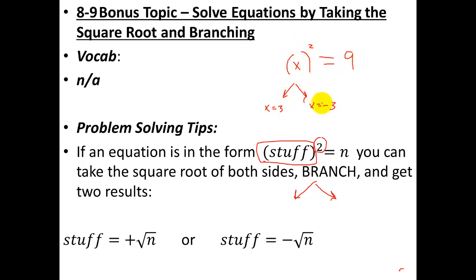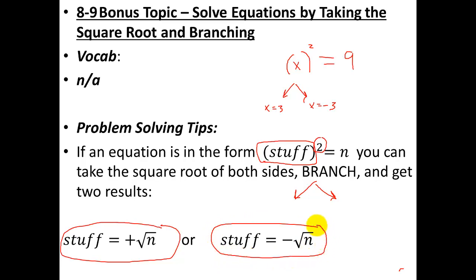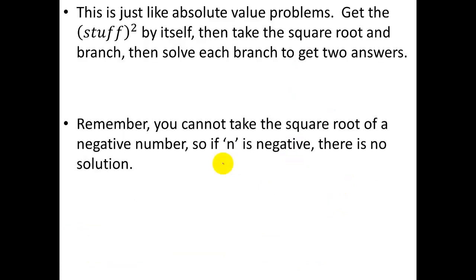So you're going to branch to each of these, and you're also going to take the square root. The two branches you're going to get are whatever you had here equals a positive square root of n, and whatever you had here equals a negative square root of n. So it's almost identical to absolute value branching, but you also have to take the square root when you branch. Whereas with absolute value, you just put whatever was inside the absolute value bars equals positive or negative of the other side of the equation. So this is just like absolute values.